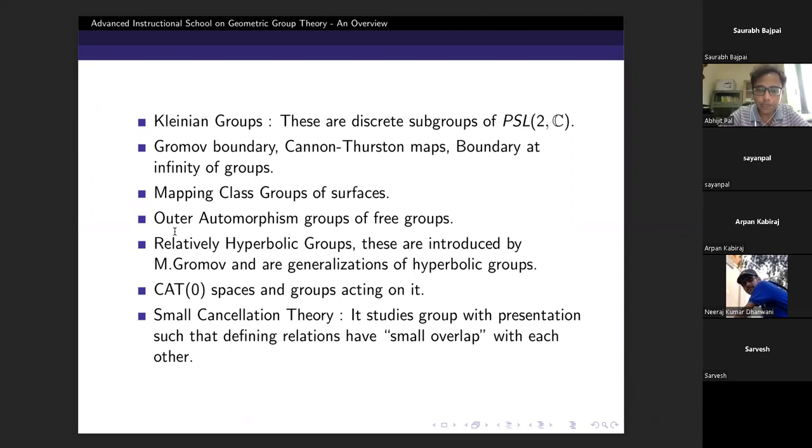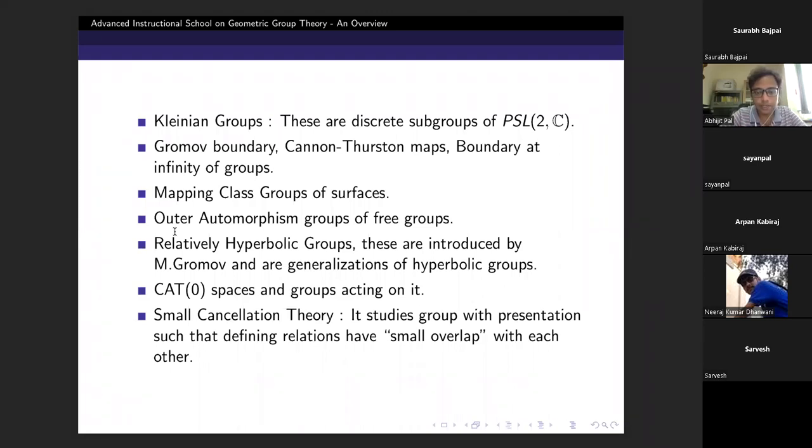So another aspect is mapping class groups of surfaces. The basic part of the mapping class group of surfaces will be covered in this workshop. And another aspect is outer automorphism groups of free groups. This we will not be doing in this workshop.